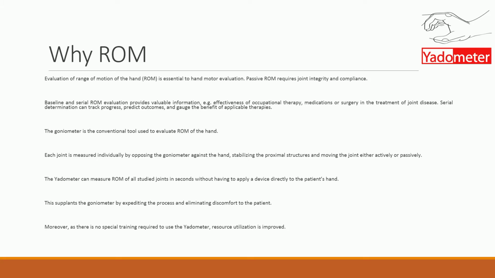Currently, what's being used is the goniometer, and we're going to talk about that in a second. Each joint is going to be measured individually by opposing the goniometer against the hand, stabilizing the proximal structure, and moving the joint either actively or passively. Doing this for each studied joint of the hand is quite time-consuming and can be uncomfortable for the patient. You also need a specialized healthcare provider, an occupational therapist, or a physician to perform this.